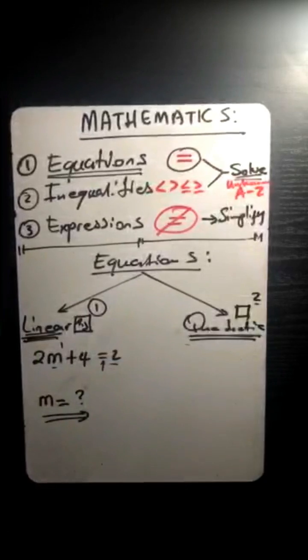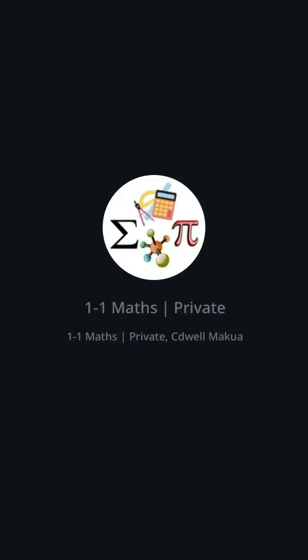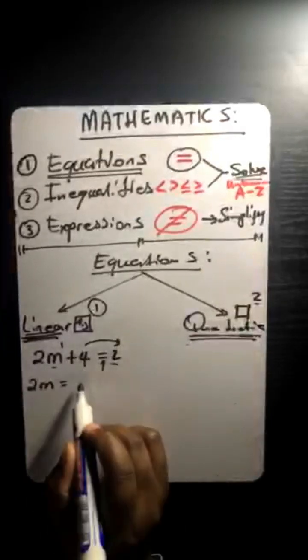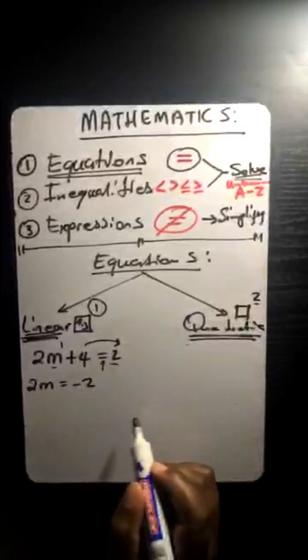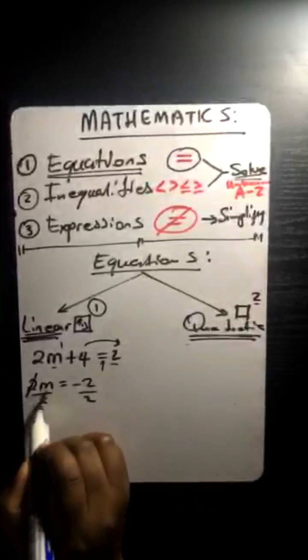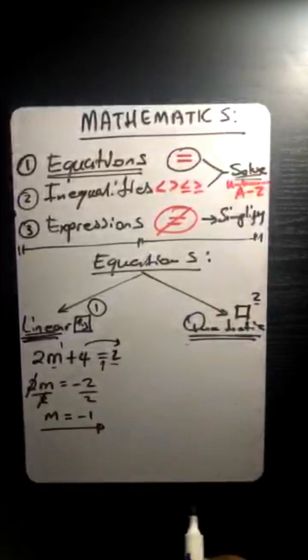So maybe very quickly, let's solve this. This one, you will take to the other side. Then it becomes 2 minus 4, which is minus 2 or negative 2. Then you divide by 2 on both sides. So that unknown gives you negative 1.